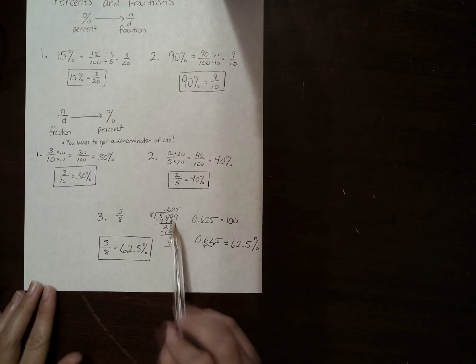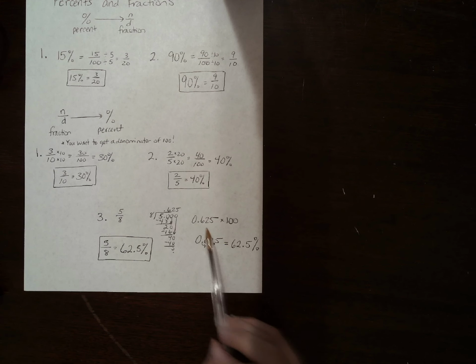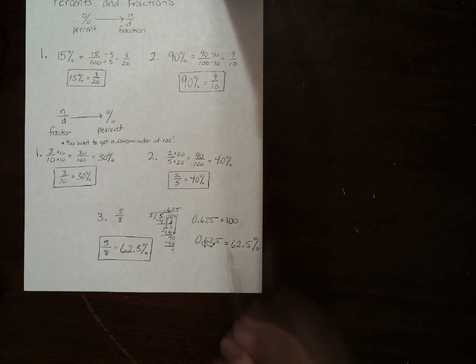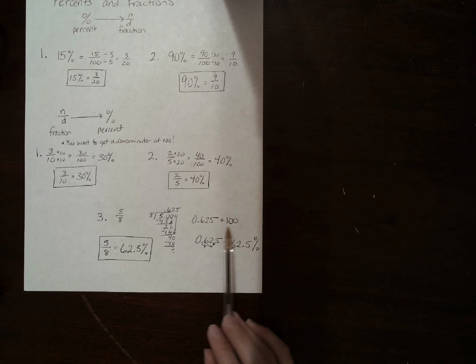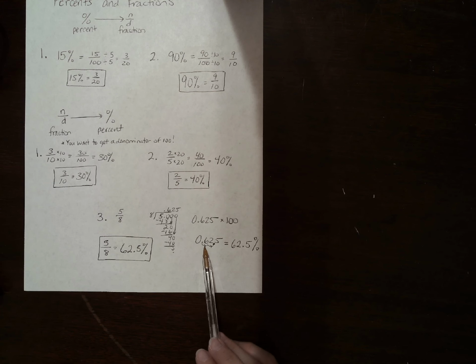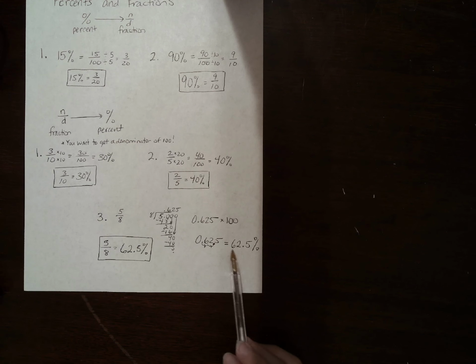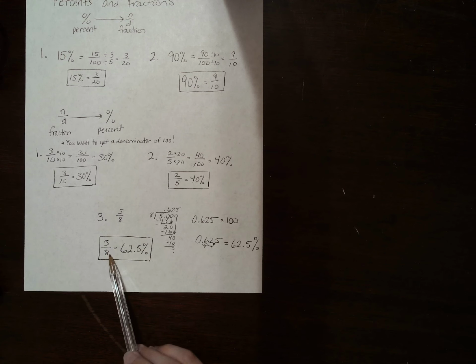So now that we have a decimal, 625 thousandths, we are going to multiply that decimal by 100. And when you multiply a decimal by 100, we've learned previously that we take the decimal point and move it 2 places to the right. 1, 2. So 625 thousandths is equal to 62 5/10%. So 5/8 is equal to 62 5/10%.